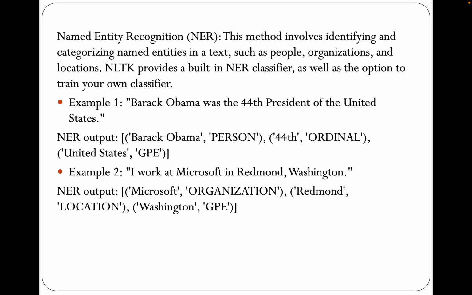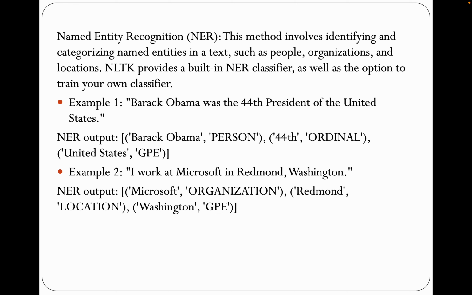And then we have named entity recognition. This method involves identifying and categorizing named entities in a text such as people, organizations, and locations. NLTK provides a built-in NER classifier as well as the option to train your own classifier. Consider an example. Barack Obama was the 44th president of the United States.